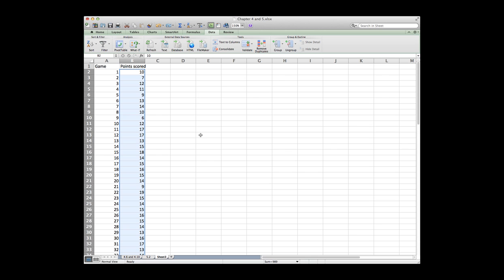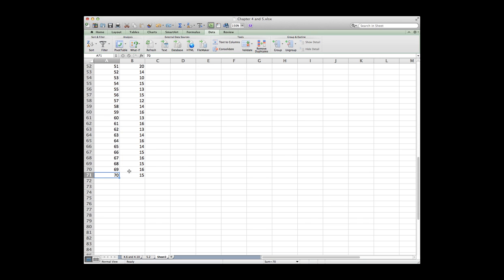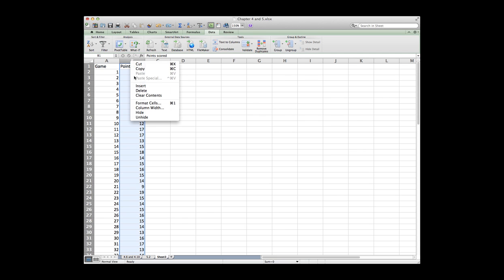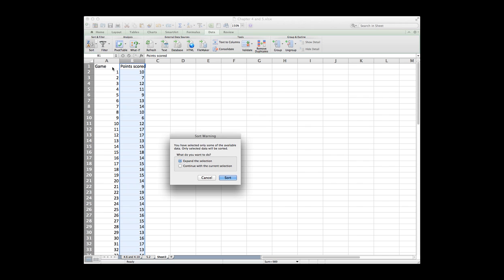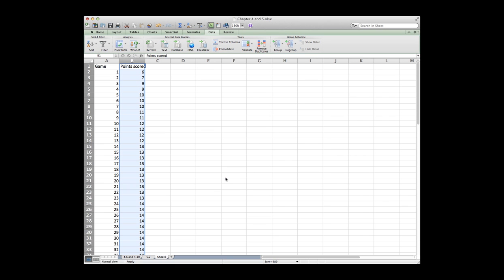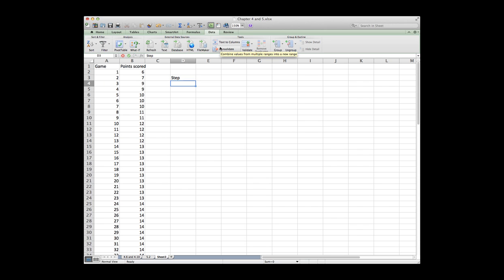So the first thing I'm going to do is put all this data in an Excel spreadsheet. Excel's easy to work with. You can see we have 70 games and the points scored in each of those 70 games. What I want to do that will make this a lot easier is sort the points scored per game in ascending order. I want to do that because the first step is to determine the range.